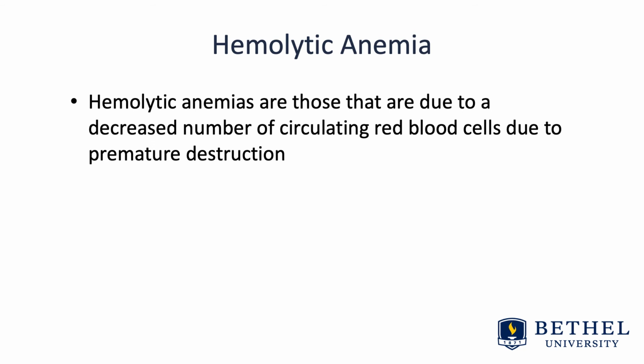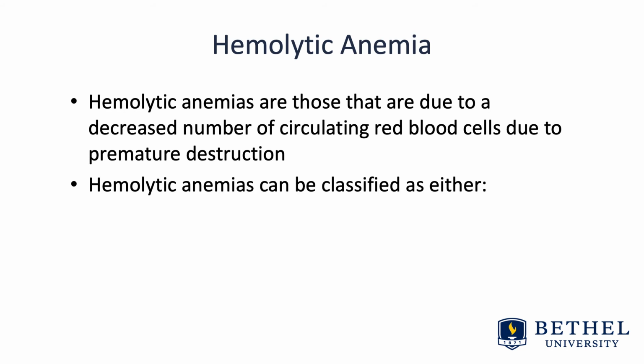Hemolytic anemias are those that are due to a decreased number of circulating red blood cells due to premature destruction. Hemolytic anemias can be classified as either intrinsic, such as thalassemia or sickle cell disease, or extrinsic due to immune-related causes, drugs, microangiopathy such as preeclampsia and HELLP syndrome in pregnancy, or cancer and infections.